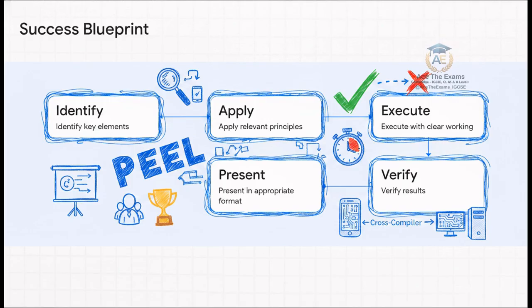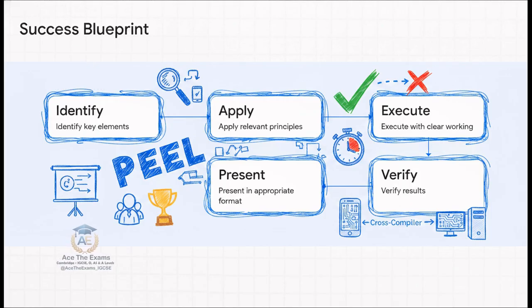Step 1. Identify key elements. We scan the prompt and pull out smartphone platform and development phase. Step 2, apply relevant principles. We immediately bring in our Peel framework. Step 3, execute analysis. We start writing our perfectly tailored answer. Point, a cross-compiler is absolutely essential for the final deployment of the smartphone app. Evidence, it translates code on a host machine, like a powerful desktop PC, into executable machine code specifically designed for a different target architecture, such as the smartphone's ARM processor.